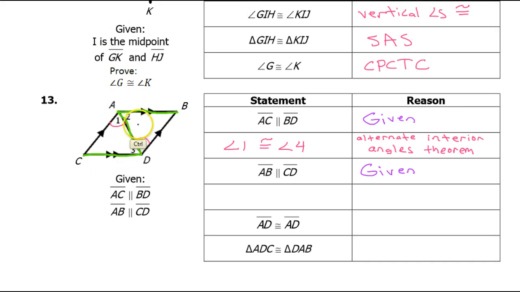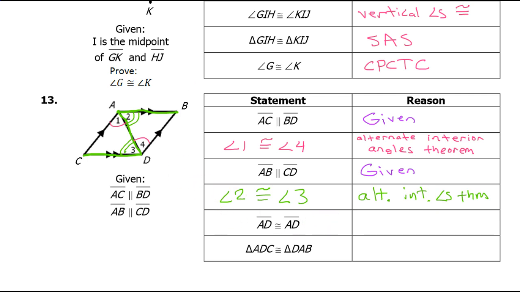The corners of the Z are alternate interior angles. And when you have parallel lines, alternate interior angles are congruent. So these two angles will be congruent. So in other words, angle 2 is congruent to angle 3. And that's going to be the exact same reason as before. These are alternate interior angles of parallel lines. This time I'm going to abbreviate though. So I will say alternate interior angles theorem. All right, that's how you would abbreviate that.